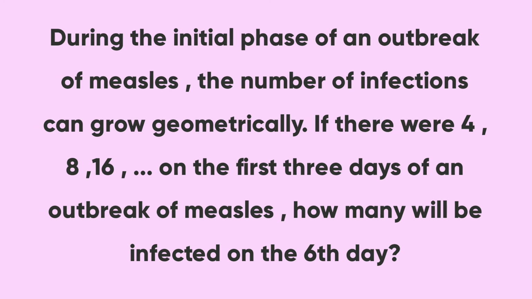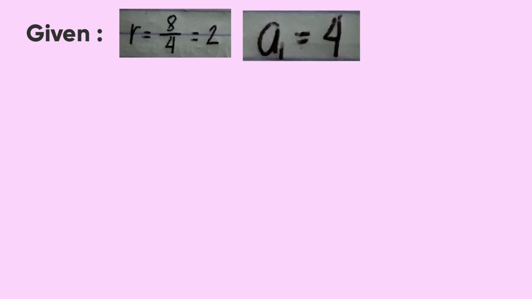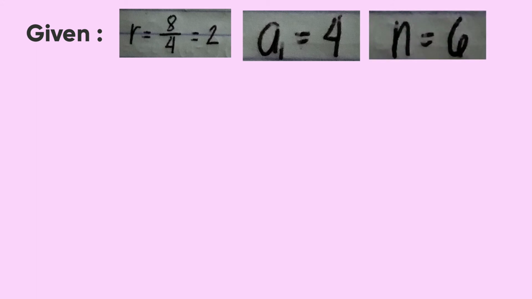Another example. During the initial phase of an outbreak of measles, the number of infections can grow geometrically. If there were 4, 8, 16 on the first 3 days of an outbreak of measles, how many will be infected on the 6th day? Given, our common ratio is 2 because 8 divided by 4 is equals to 2. Our first term is 4. Our n is 6. So next we will substitute our given into our formula.